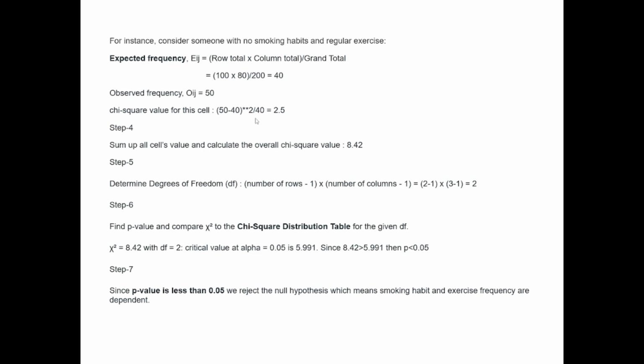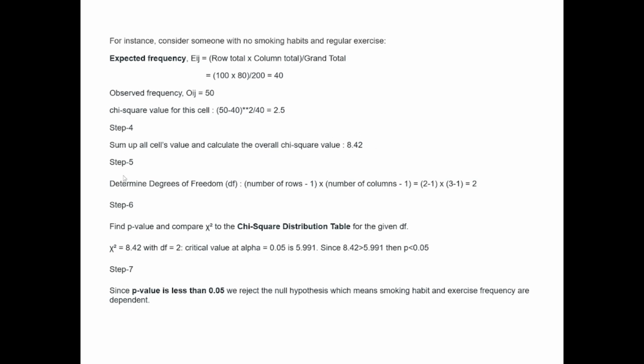So like this you have to find the individual chi-square value of each cell in the contingency table, which is given to you within the problem statement. And when all of the individual chi-square values are calculated, you have to sum them up. After calculating individually for all 6 cells, I got the sum as 8.42.